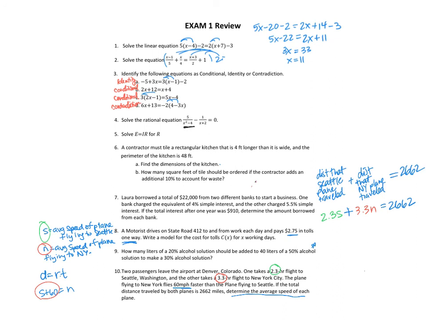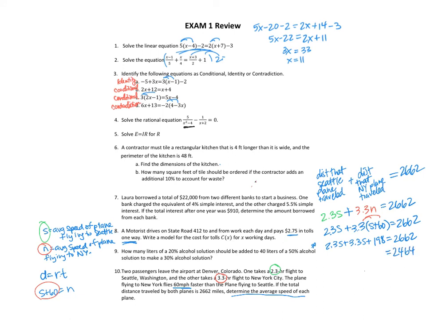So that's what I'm going to do over here. I'm going to say 2.3S plus 3.3 times S plus 60 is equal to 2,662. And so if I distribute that into both of those, I get 2.3S plus 3.3S plus 60 times 3.3, which is what? 60 times 3.3 is 198. And that's 2,662. Okay, so I can subtract the 198.